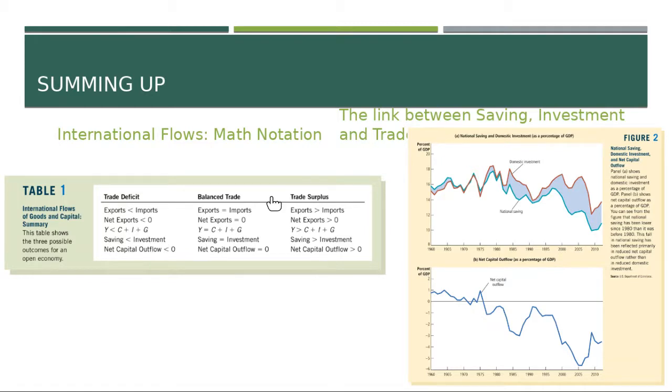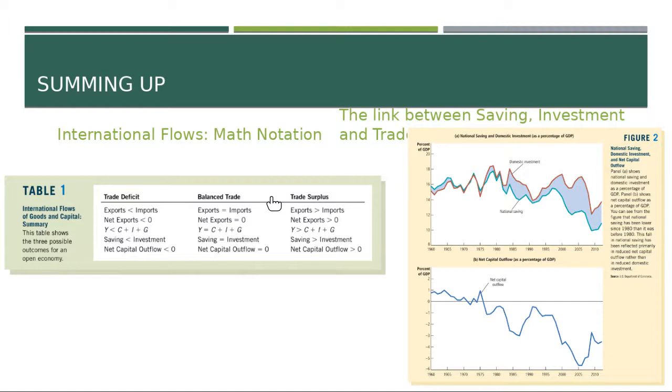In contrast, with balanced trade, we just find that exports equal imports, and net exports equal zero. GDP does equal private spending, investment, and government spending. Saving equals investment, and net capital outflow is zero.